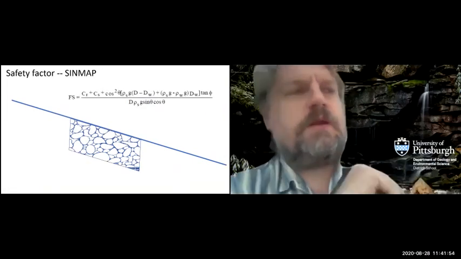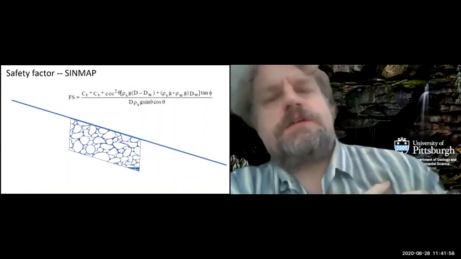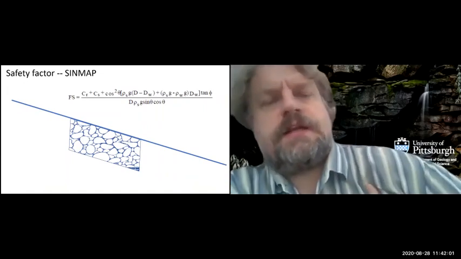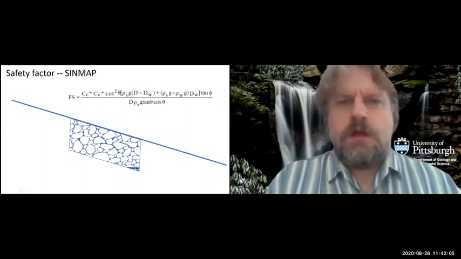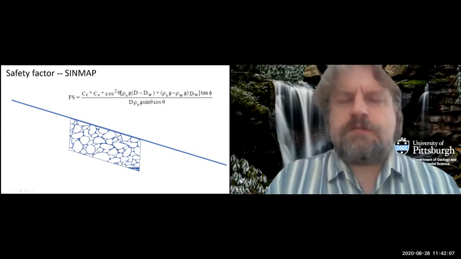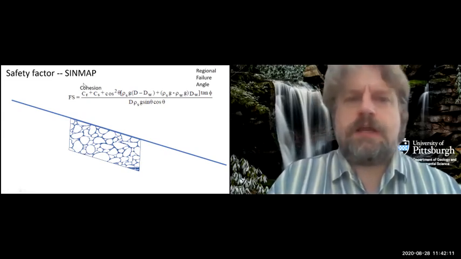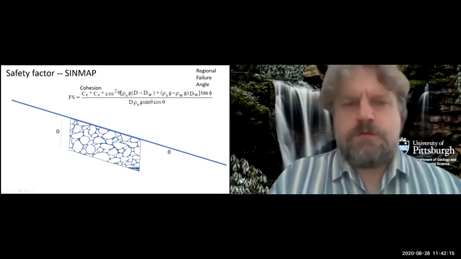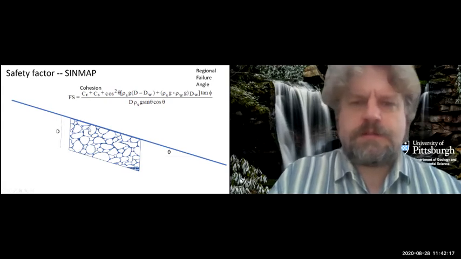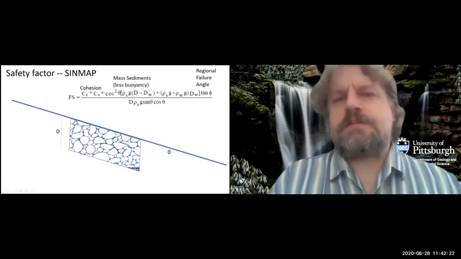And what we do is we organize these into factors of safety. This is the SINMAP equation. That's for stability index mapping. And we take a look at this resisting force and the driving force, put them in equilibrium. So we have the cohesion. We have this regional angle in the upper part. We also have, we define the angle of our slope here as theta. This is our depth to our failure plane. So we have the mass of the sediments.